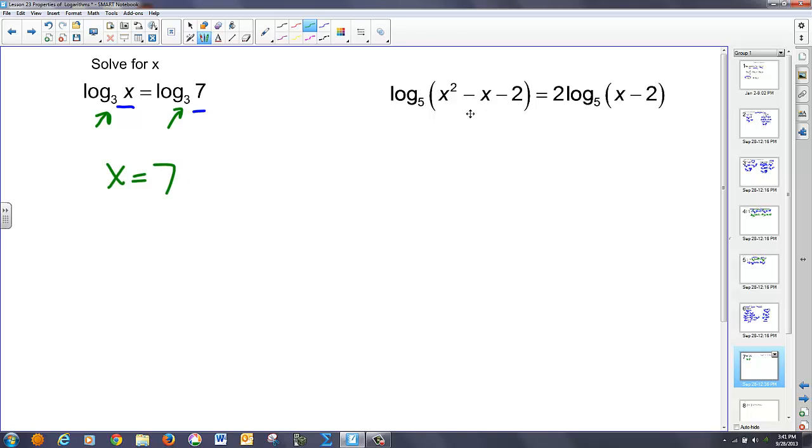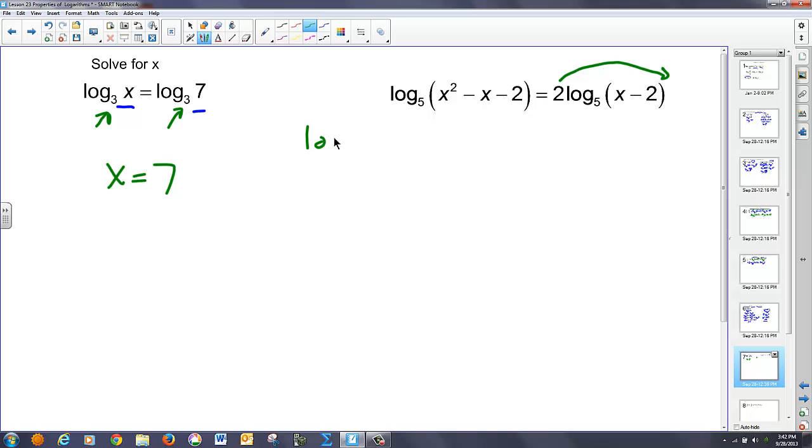Now in this case I can't do that quite yet because I don't have the log base 5 of one quantity equaling the log base 5 of another. I have to make sure I have the log base 5 of one term on one side and the log base 5 of another term on the other side. Then I can eliminate the logarithm terms. In order to do that, I'm going to take this 2 and move it up to the power.